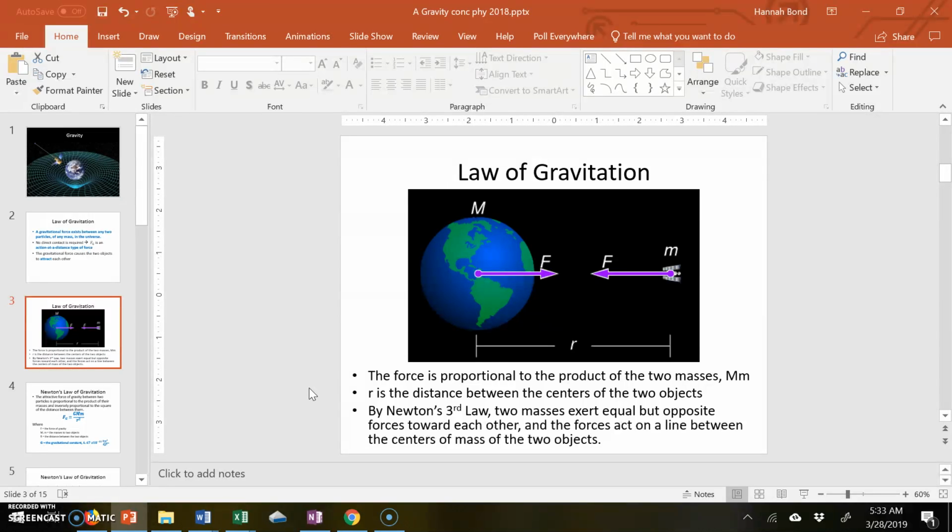R, in this case, is not the radius, although we typically use the symbol R to mean the distance between the centers of the two masses. And notice that the forces act on the line that connects the centers of the two masses. So the direction of the forces act on the line that connects the centers of the mass of the Earth and the mass of the satellite.